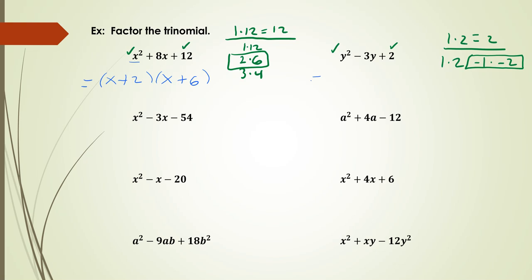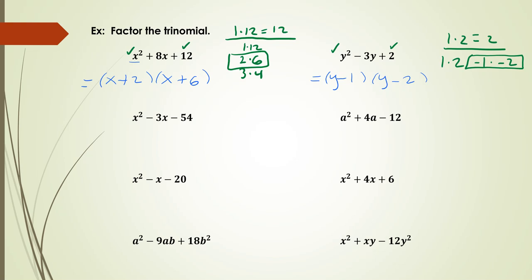My trinomial begins with a 1, which means this is a factor pair shortcut. Y squared, y times y gives me y squared. So it's not x's this time, it's y's. And then I have a -1, so I'm going to say -1 and a -2. And then that completes the factorization for that trinomial.